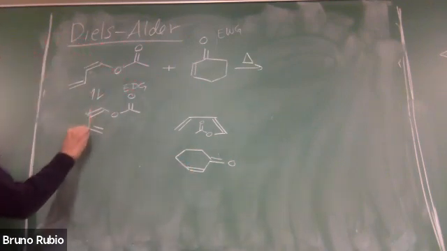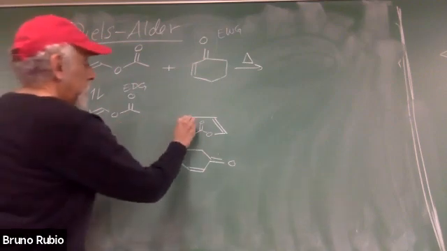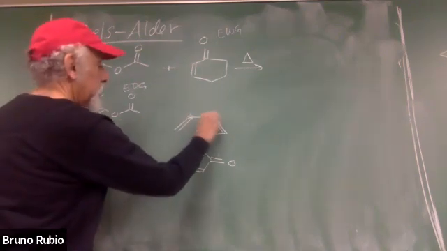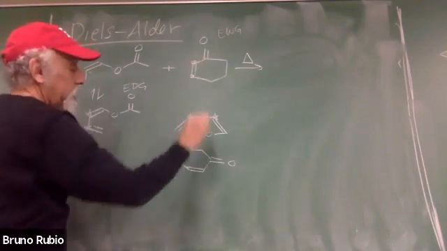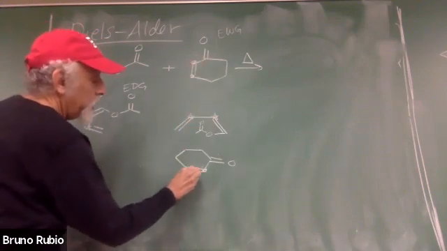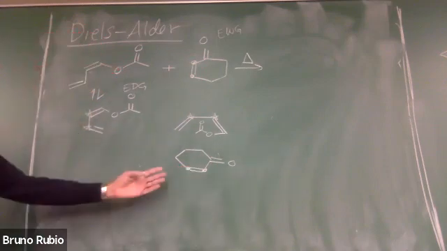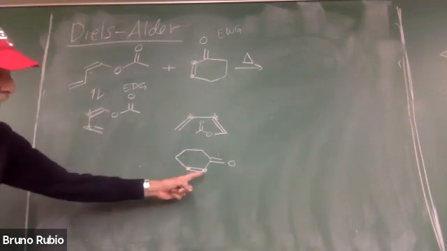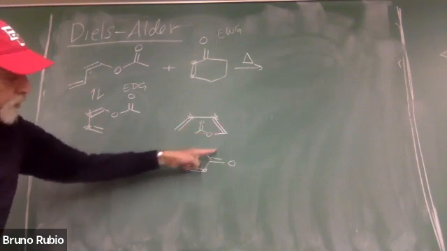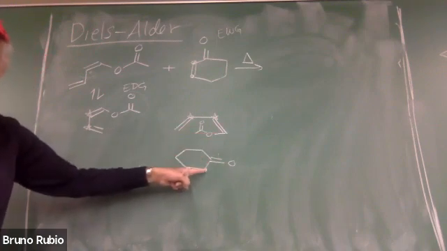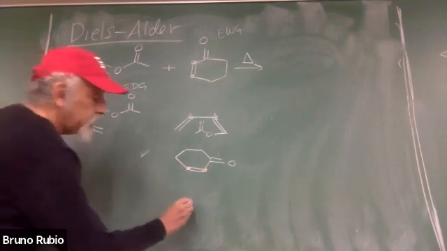There are my stars. There are my dots. And I see that the way I've drawn this, the electron withdrawing group and the electron donating group are going to come out 1, 2. Right, so that's the correct orientation.